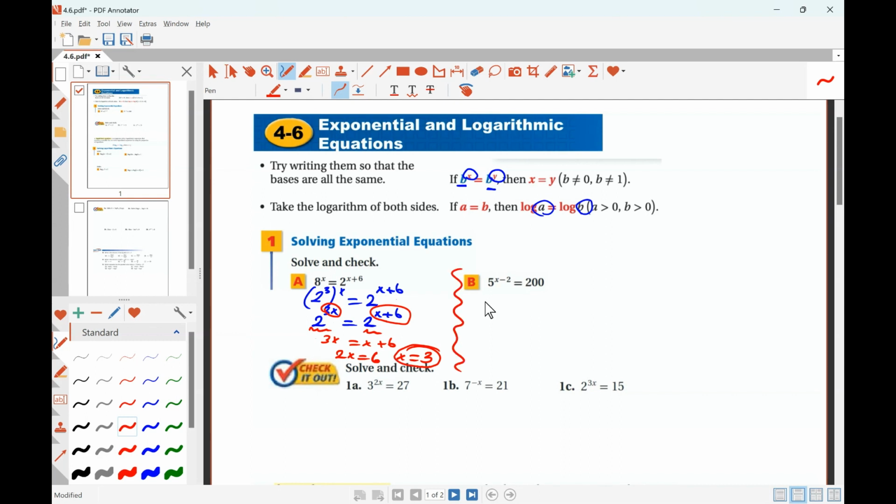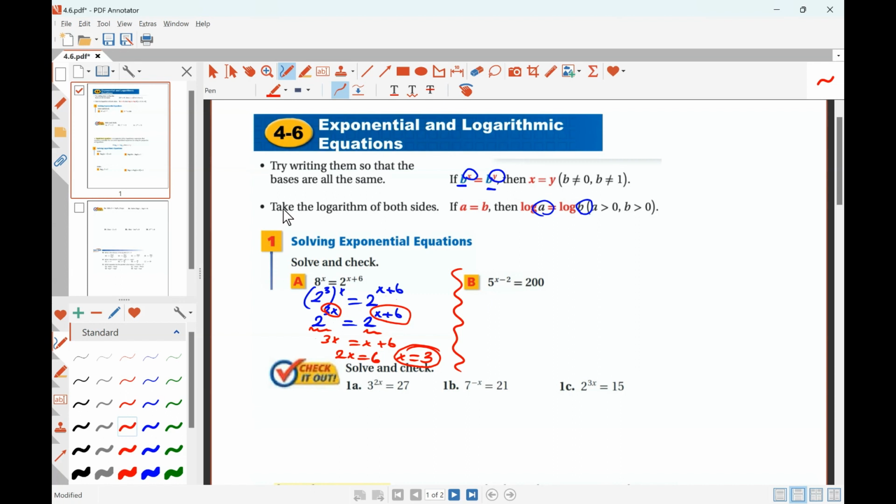What about part B? In this question, can I write 200 in terms of 5? Let's check. You can use your calculators, try and see if 200 is a power of 5. 5 to the first is 5. 5 squared is 25. 5 cubed is 125. 5 to the 4 is 625. So I don't get 200. I can't write 200 in terms of 5. So the first property doesn't work here.